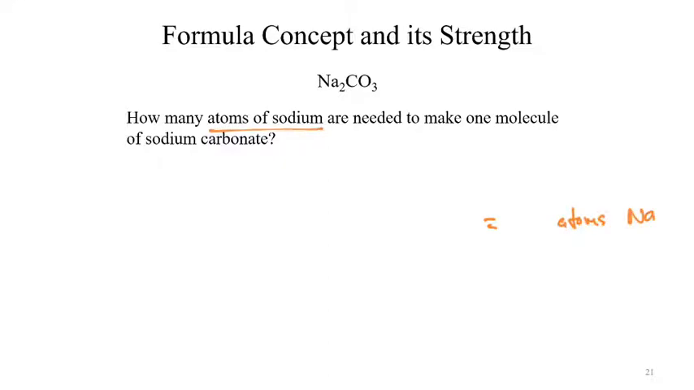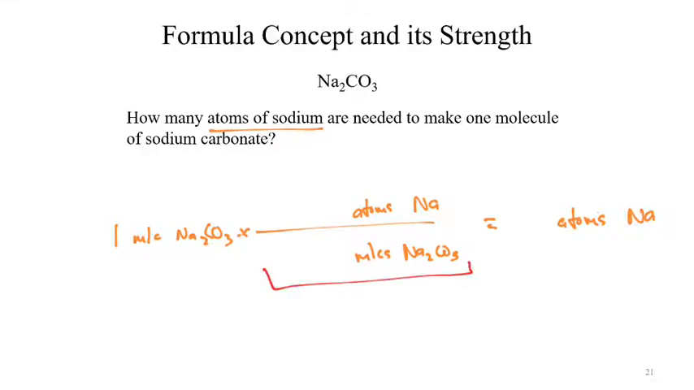And what were we given to start with? We were given 1 molecule of sodium carbonate. Well, what's the relationship between the molecules of sodium carbonate and the atoms of sodium? Well, that information comes from the chemical formula. So our chemical formula tells us that there are 2 atoms of sodium in 1 molecule of sodium carbonate. So now when we run through the conversion, we get 2 atoms of sodium. Cool. That's the whole point of it. It allows us to do that conversion.